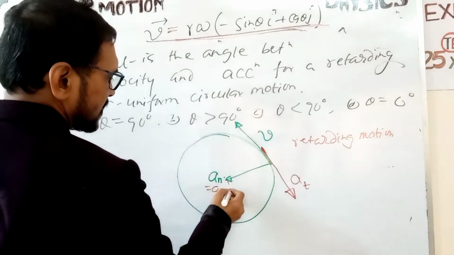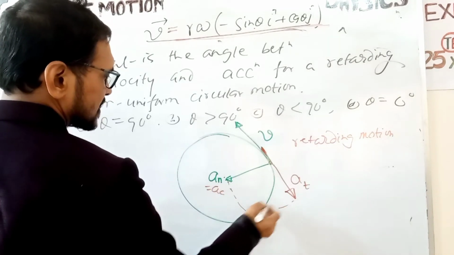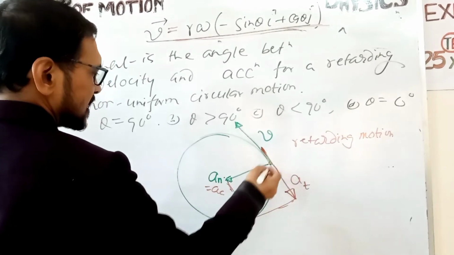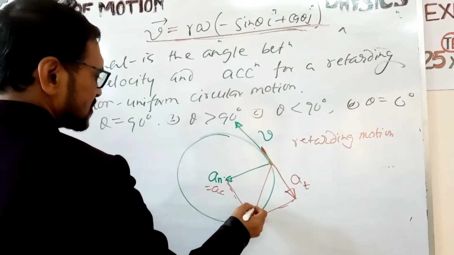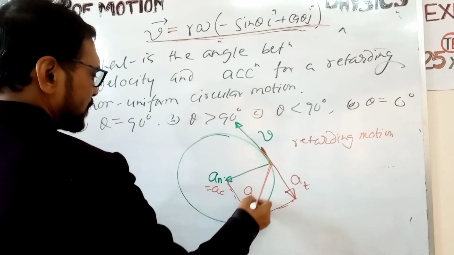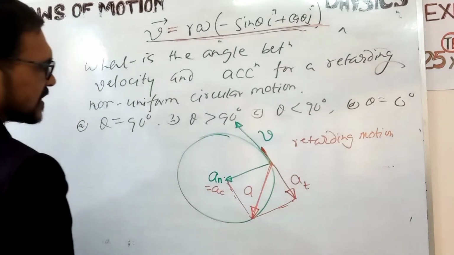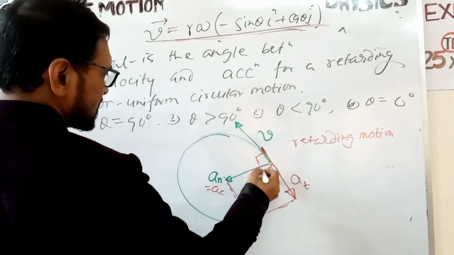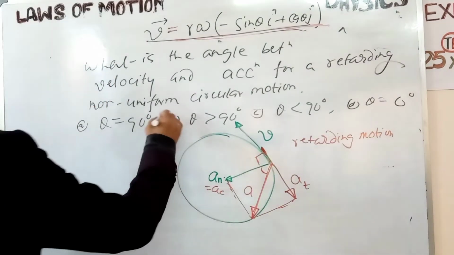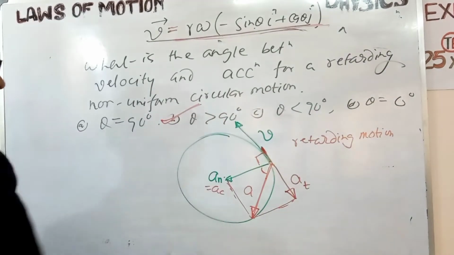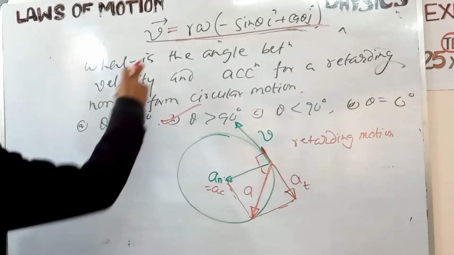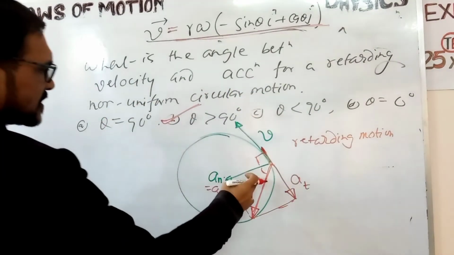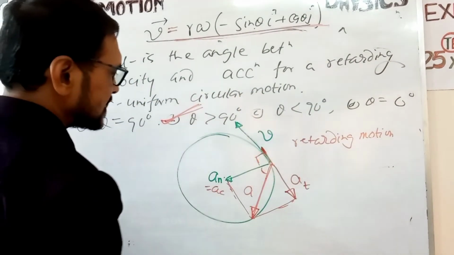So what is the direction of the actual acceleration for this particle? Acceleration is in this direction. So this is the actual, or net, acceleration of the particle. Now what is the angle? The angle is 90 plus theta, that is, this angle will be greater than 90. So this is an obtuse angle. Now what is the angle between velocity and acceleration for a retarding non-uniform circular motion? This angle will be greater than 90 degrees.